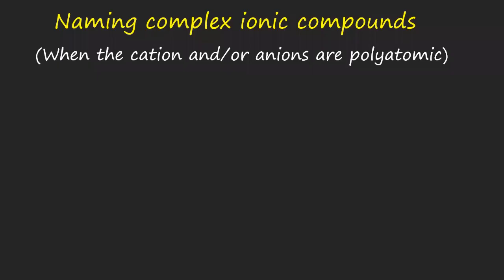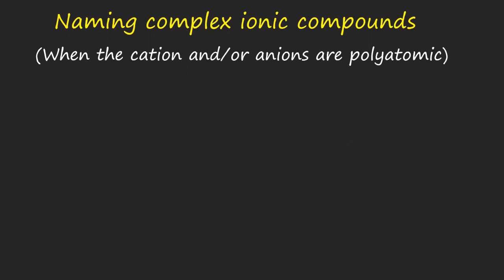In this lesson, we learn how to name complex ionic compounds. Complex ionic compounds are when the cation and anions are polyatomic. They are not monoatomic like sodium or magnesium or oxygen, chlorine. No, they are multi-atomic, like more than one atom is present in the anions or cations.